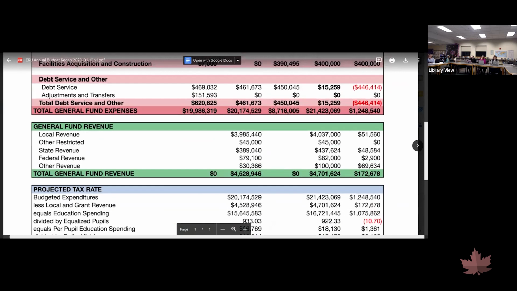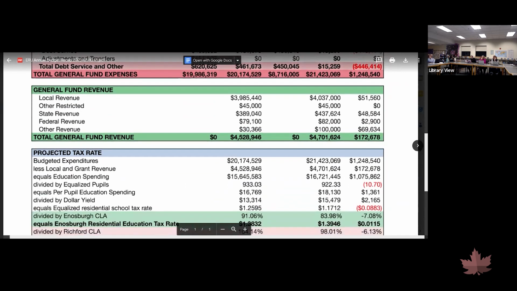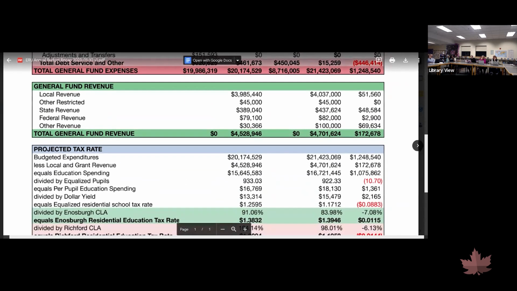So on the revenue side, again, local revenue is primarily tuition. I'm anticipating roughly the same number of tuition kids at the two high schools. I think we're going to see an increase in the number of kids at the tech center. So that's up a little bit.